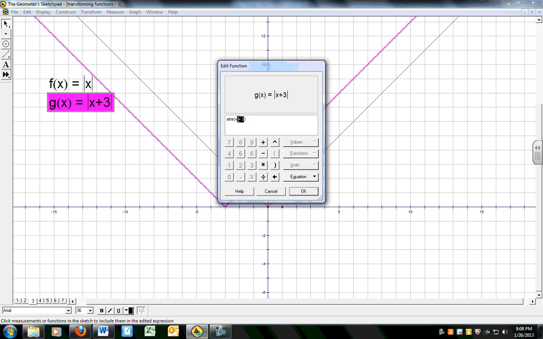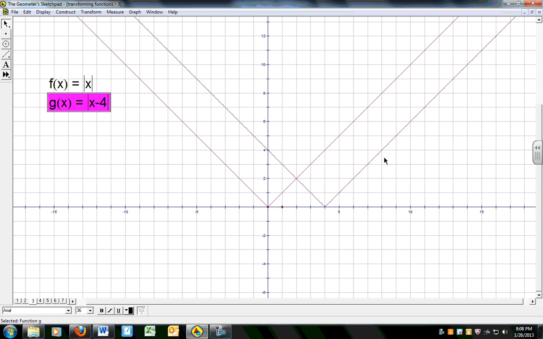What if I change that and I subtract 4? Doing the opposite thing, I think I should go the opposite direction, and I should go 4 units. So I'm predicting a right shift of 4. Yes, indeed, I did translate that graph to the right 4 units. So it seems then if I add or subtract something inside the absolute value, what I get is a shift in the opposite direction. When I subtract, I shift right, and when I add, I shift left.